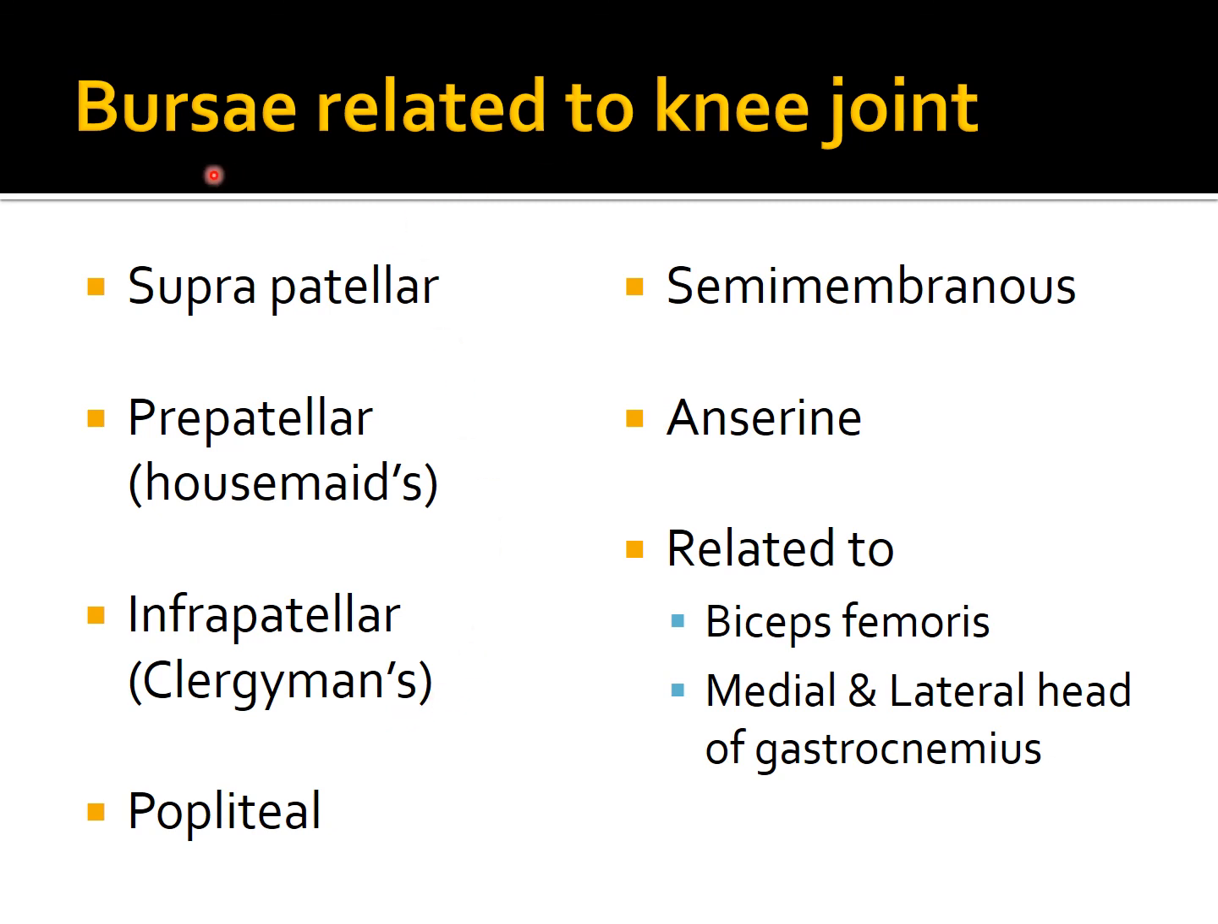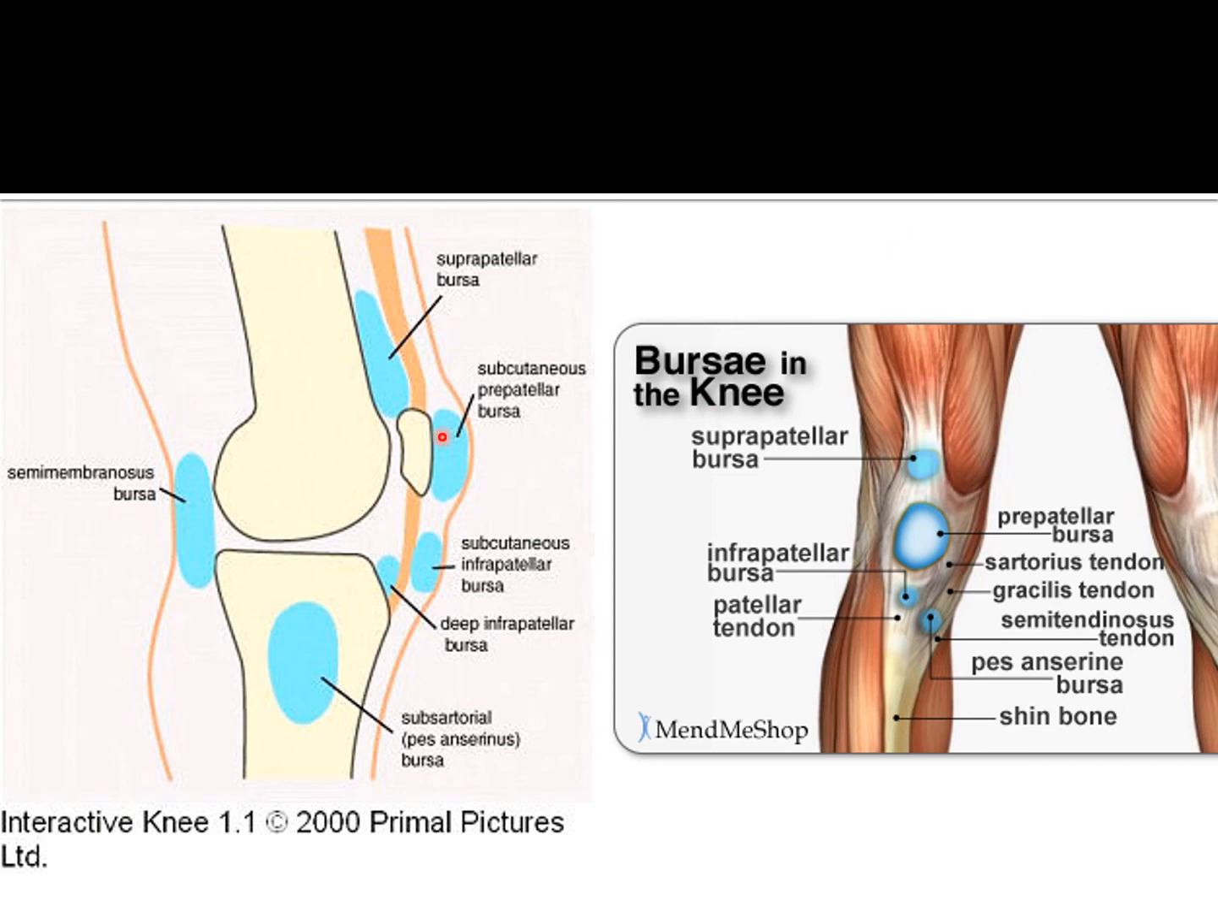There are many other bursae related to the knee joint: the suprapatellar bursa, which we have seen before, the popliteal bursa, which is present on the posterior side, a semimembranosus bursa, which is present below the semimembranosus muscle, the anserine bursa, below the sartorius muscle. And there are bursae related to the biceps, and the medial and lateral heads of gastrocnemius as well. So here you can see these bursae: suprapatellar, prepatellar, infrapatellar, anserine, and semimembranosus.